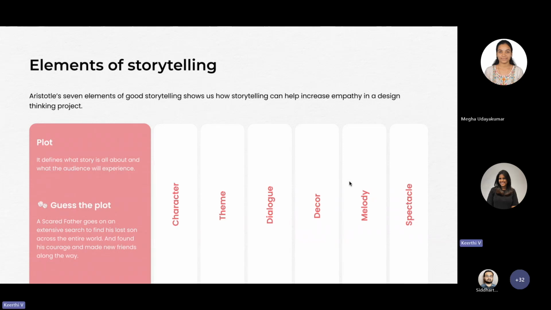So let's understand this by doing a very small activity. I'll be narrating to you a plot of a movie, which all of you might have watched, or at least the kids at your home would have definitely watched it.